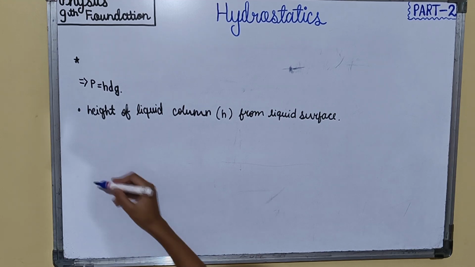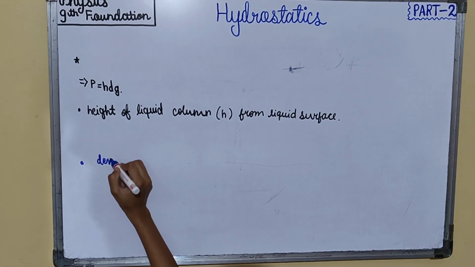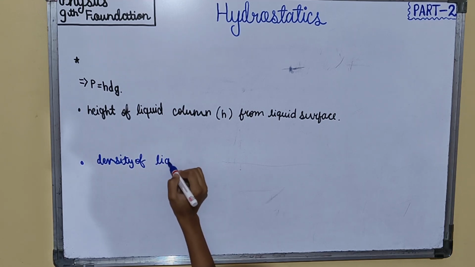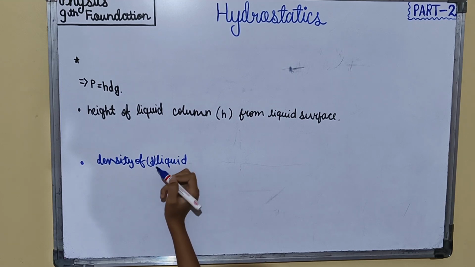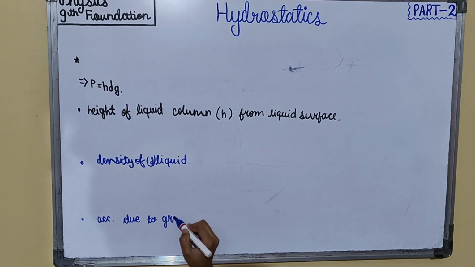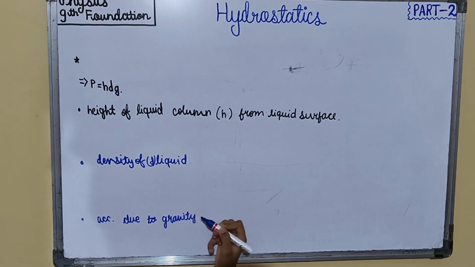Second is the density of the liquid. And third is the acceleration due to gravity. First is the height of the liquid column.